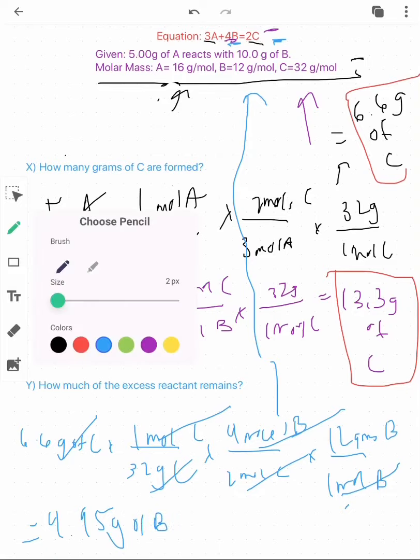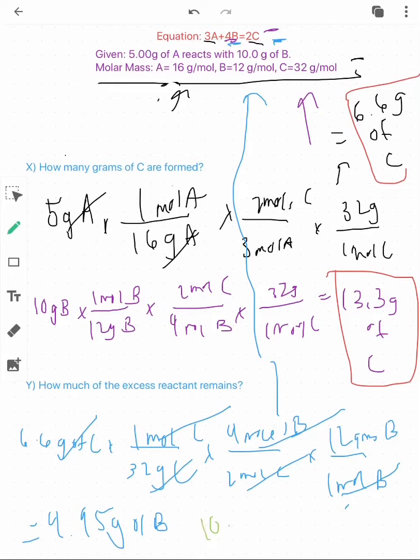We initially started off with 10 grams of B, and if only 4.95 grams of B reacted, we can subtract these two amounts to see how much remains. So 10 minus 4.95 equals 5.05 grams of B remaining, and that's how much of the excess reactant remains.